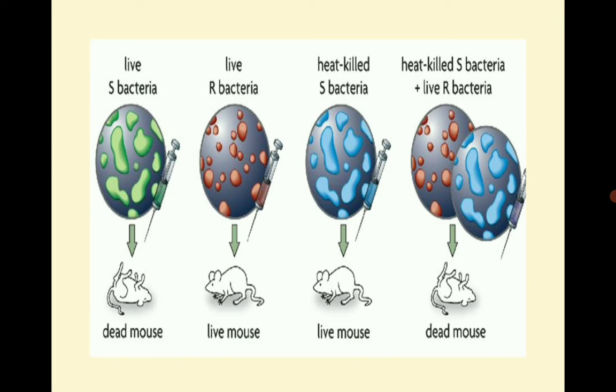As you can see in the figure, R strain bacteria and heat-killed S strain bacteria did not kill the mice after injection. On the other hand, live S strain bacteria and the combination of heat-killed S strain and R strain killed the mice. When Griffith isolated bacteria from the diseased mice, he found out that R strain had been transformed into virulent S strain bacteria. From these observations, Griffith hypothesized that a certain chemical component, or transforming factor, within the virulent S strain bacteria might have transformed the genetic composition of the R strain and made them a disease-causing type of bacteria.